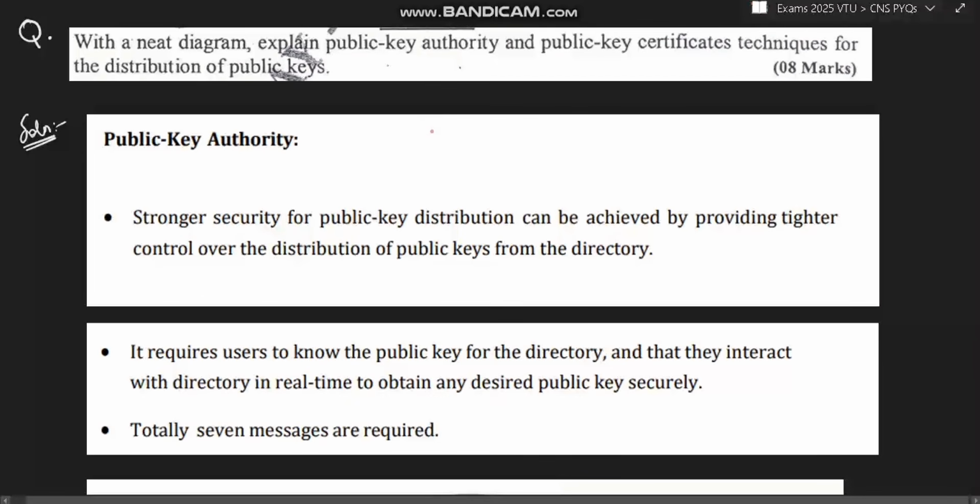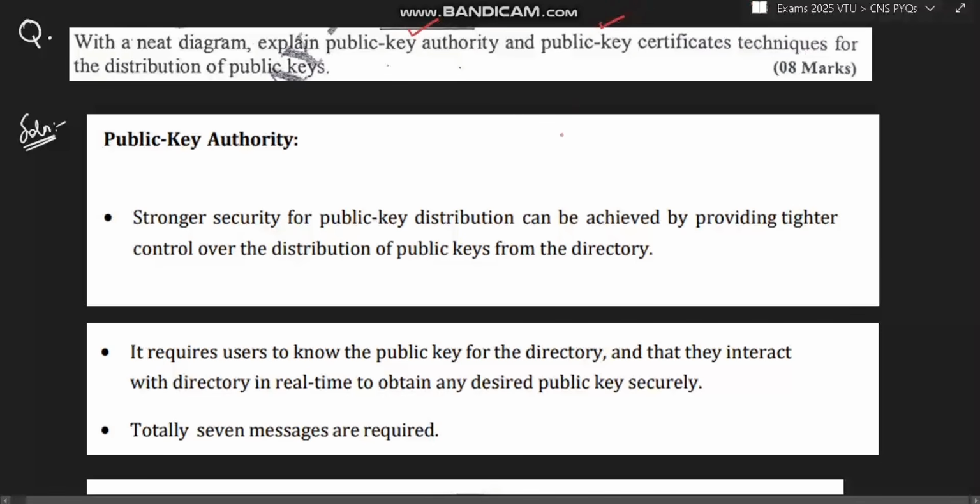Okay, like that, the only persons who actually need the public key are those involved in the transactions. Only they should get the keys. So for everyone to get the key, we have to distribute the key, right? There are a few techniques we can use to distribute those keys. The two techniques which they have asked about are the public key authority technique and the public key certificate technique.